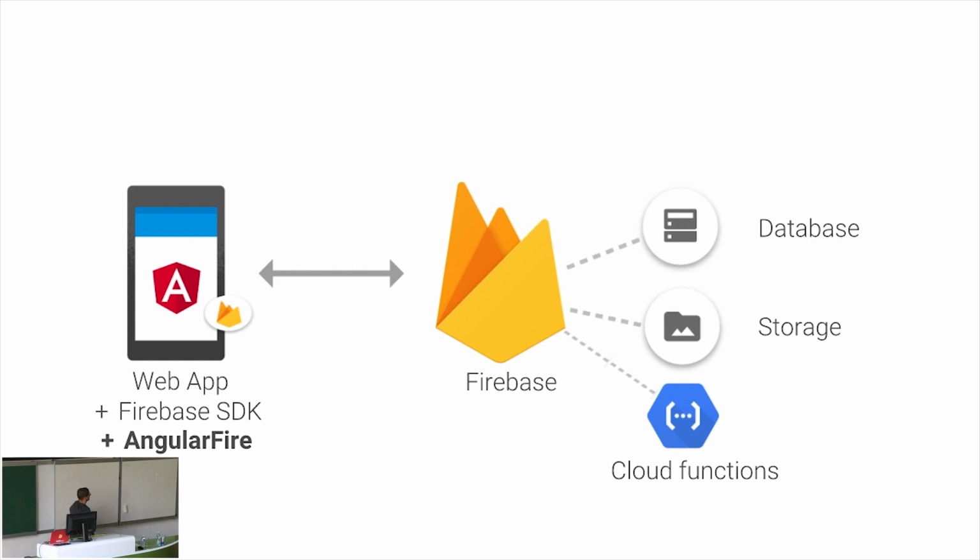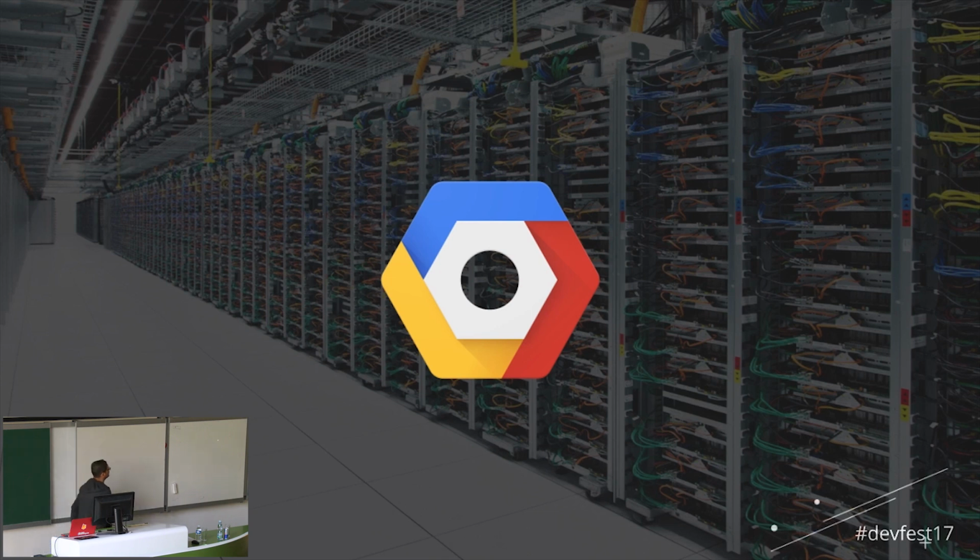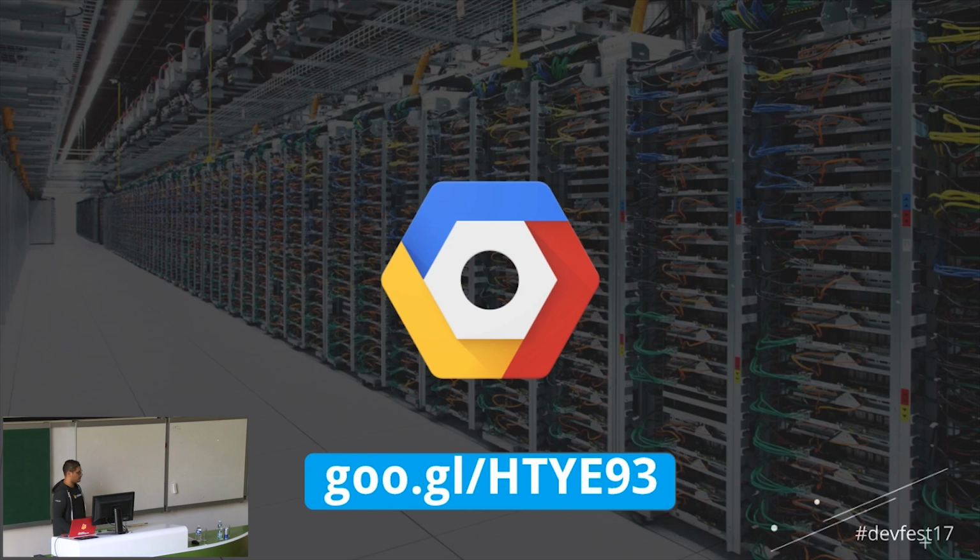Also, you can use Cloud Functions. So if you are not going to put your business logic in the client, now with Cloud Functions, you can put your business logic on the server using Firebase. And also, all the infrastructure of Firebase is backed by Google Cloud Platform. So I think we are going to have other talks related to Google Cloud here today, so don't miss it. It's really nice and really powerful. And also, you can find more about this integration by following this link.